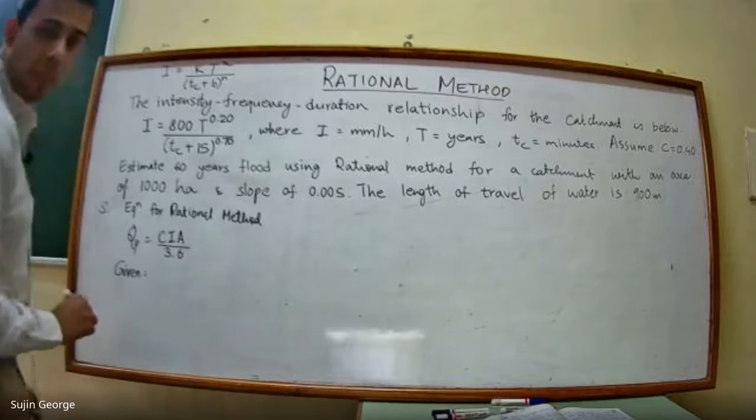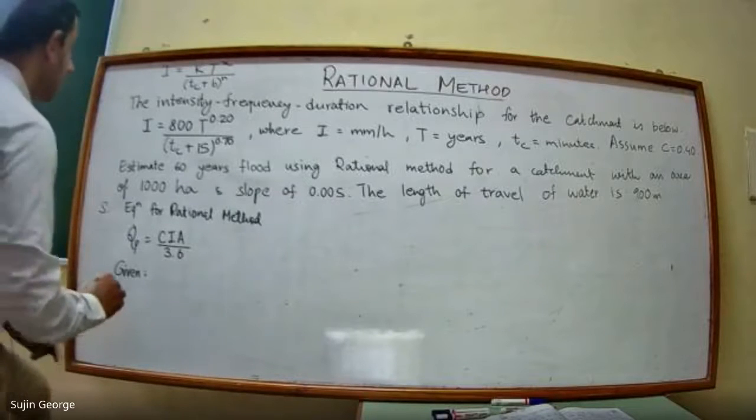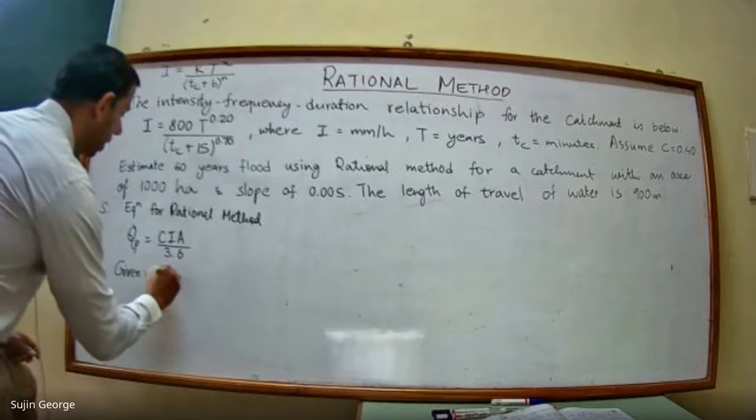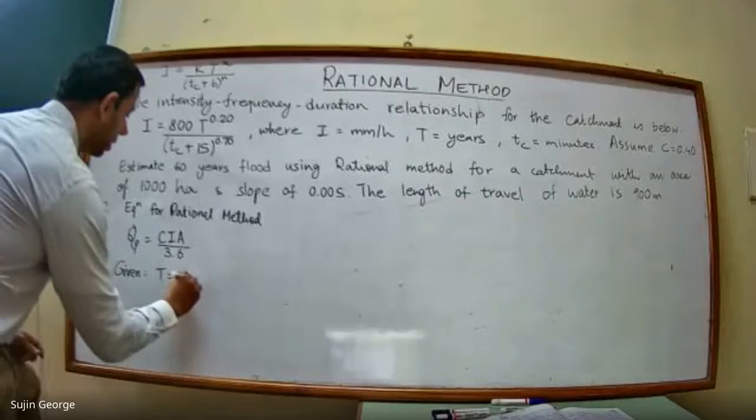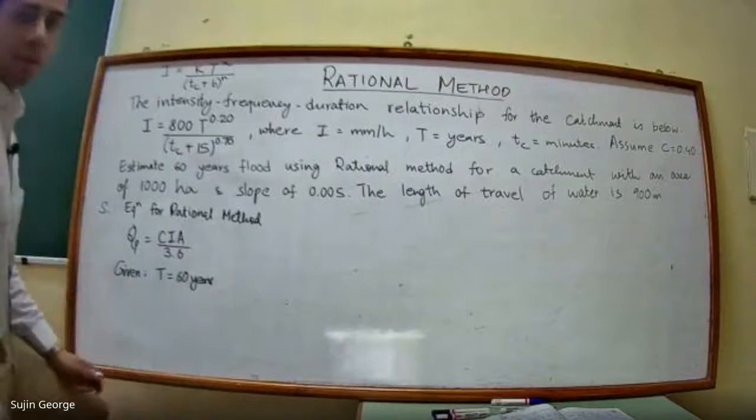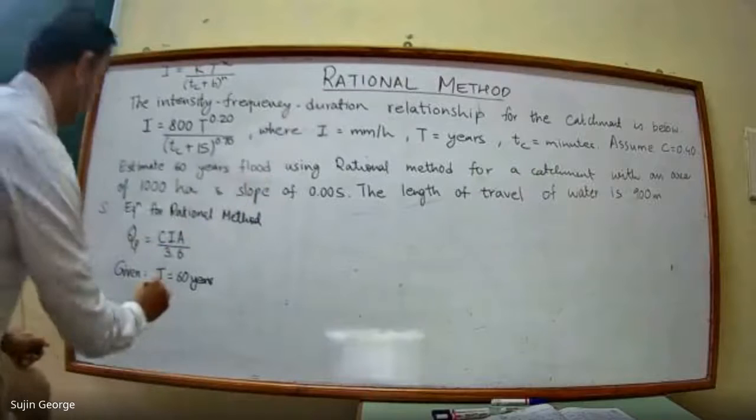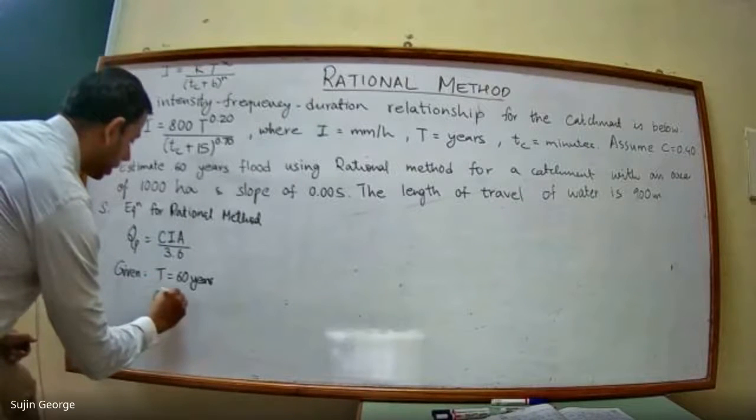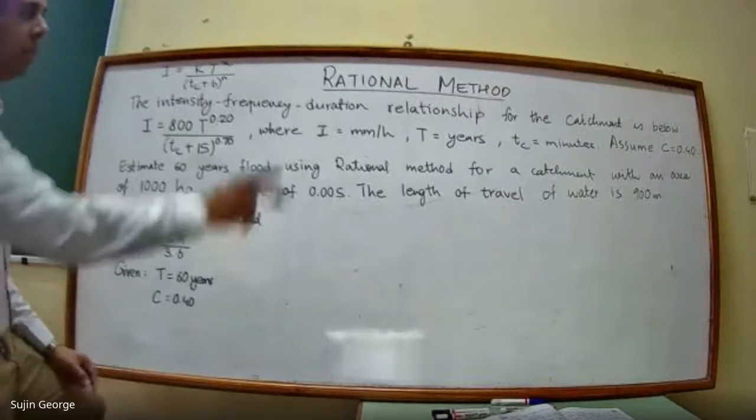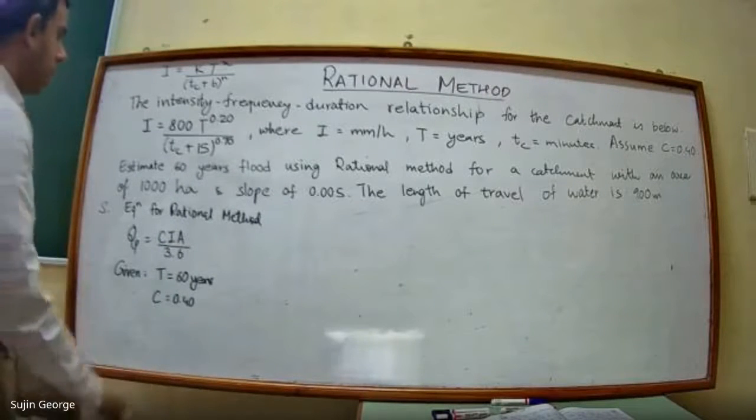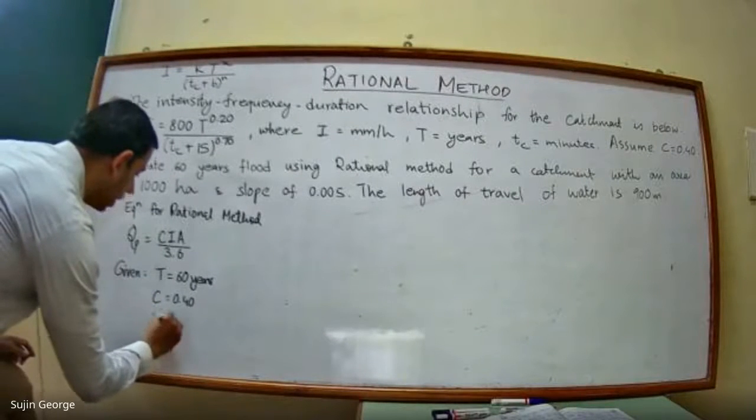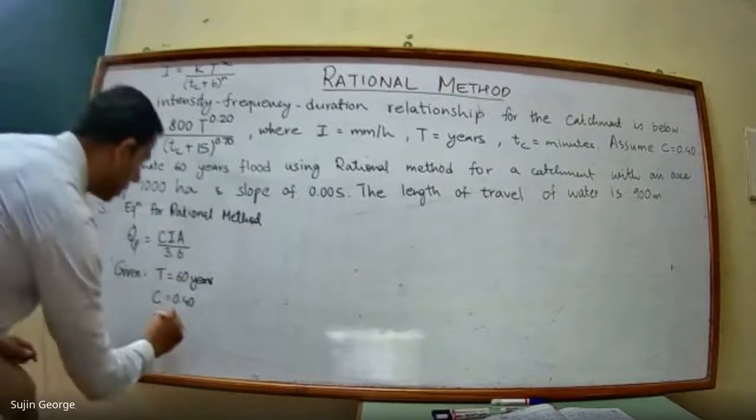given to you. Now first of all you are provided with the value of T, that is 60 years. Then you have the value of C, that is 0.4. Value of C is provided to you. Next, you have the value of A. A is how much? A is 1000 hectare.